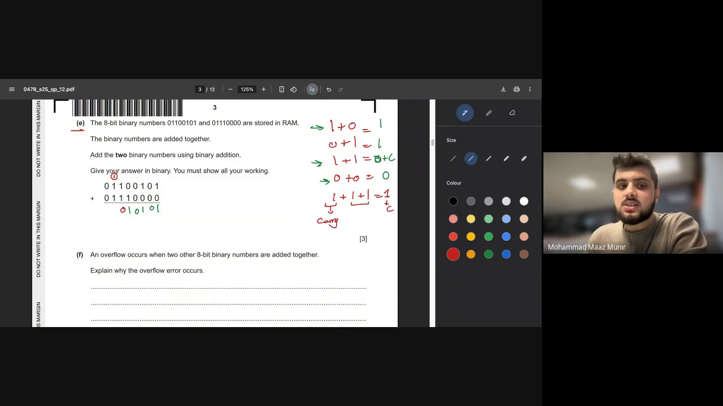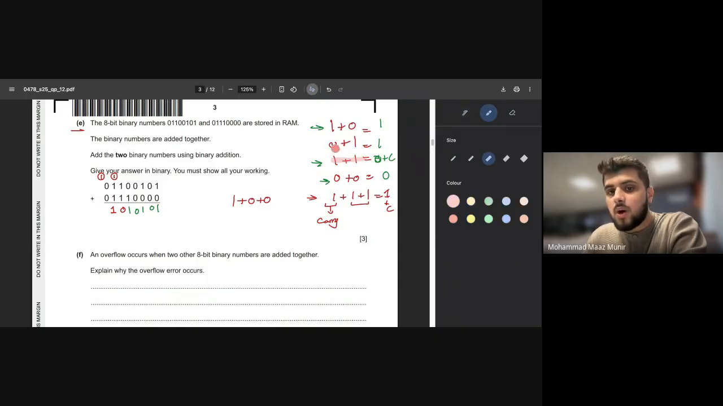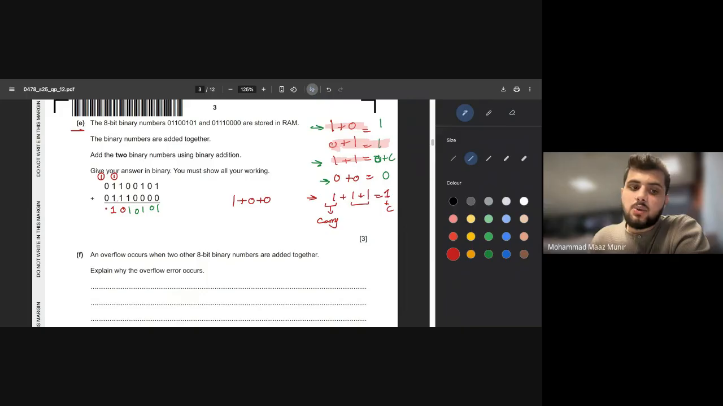And now in this case, 1 plus 1 plus 1 is basically this one, which means my answer will be 1, but at the same time I will also have a carry. And now when I do 1 plus 0 plus 0, it's the same case as this one, 1 plus 0, which means my final answer will be 1. So I get the answer as 11010101.